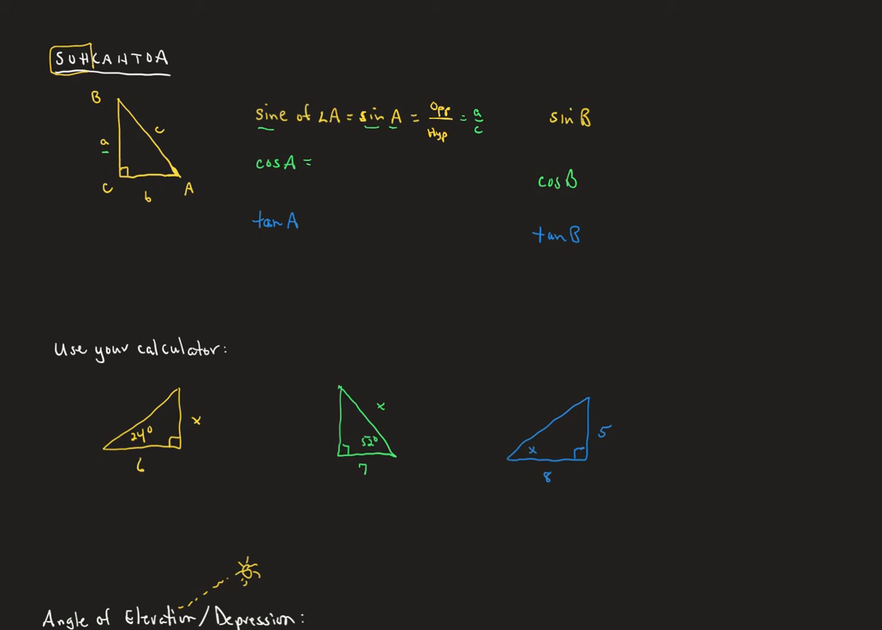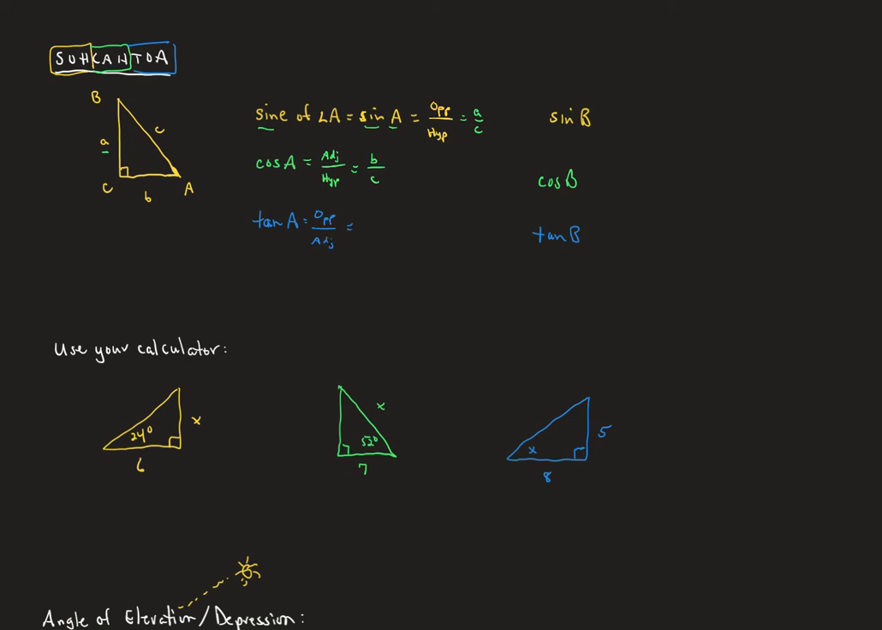The cosine of A comes from this part of Sohcahtoa, and that's telling us that the cosine is the adjacent side over the hypotenuse. For angle A, the adjacent side, the two sides that make up the angle, one of them is the hypotenuse, the other one is the adjacent side, so that's going to be the B, and the hypotenuse is the C. So the cosine of angle A is B over C. And the tangent of angle A, that comes from the toa part. That's saying that the tangent is the opposite side over the adjacent side.